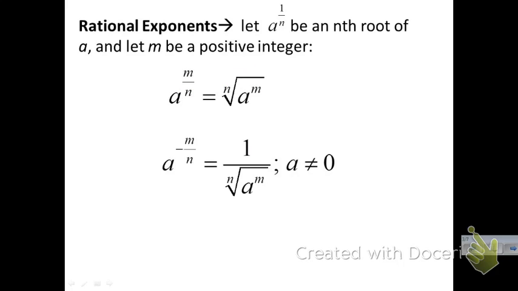This other one shows you that if we have a negative exponent, and this is what we learned in our previous assignment, it takes the entire expression to the denominator of the fraction and removes that negative. As long as a cannot be 0, because you can't divide by 0.